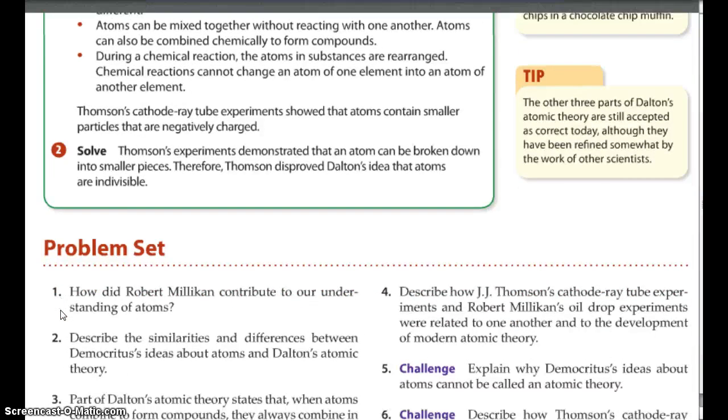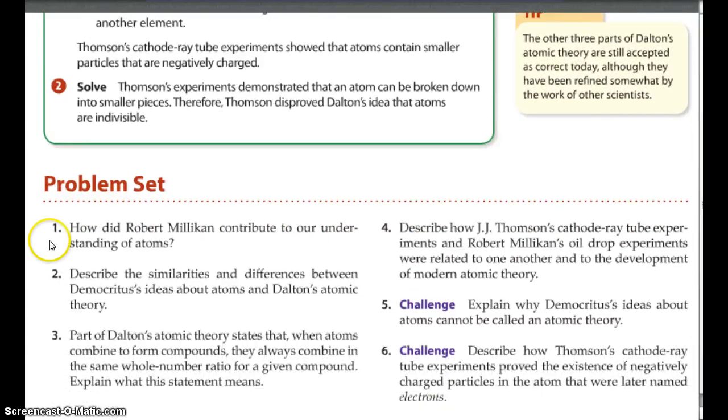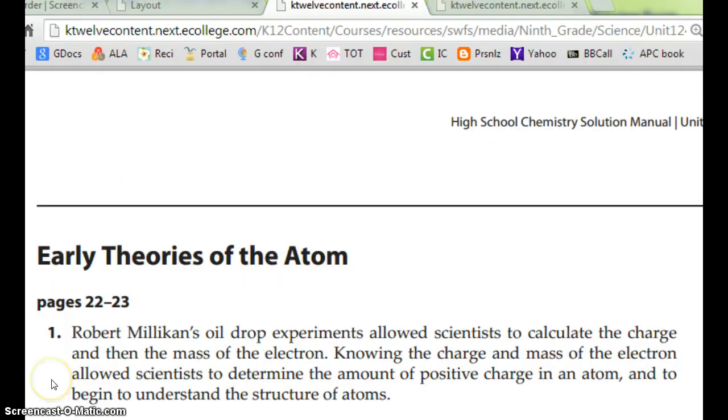All right. So, a little bit of review. How did Robert Millikan contribute to our understanding of the atoms? Hit pause, get your answer. Answer is, Robert Millikan's oil drop experiments allowed scientists to calculate the charge and then the mass of the electron. Knowing the charge and mass of the electron allowed scientists to determine the amount of positive charge in an atom and to begin to understand the structure of atoms.